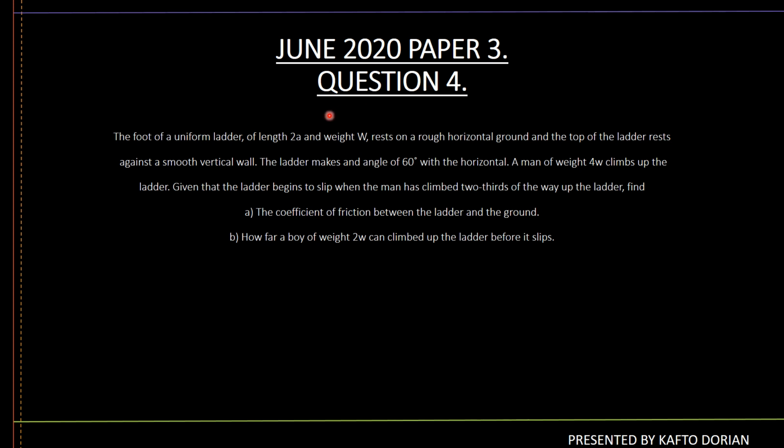So the question says that the foot of a uniform ladder of length 2a and weight w rests on a rough horizontal ground, and the top of the ladder rests against a smooth vertical wall. The ladder makes an angle of 60 degrees with the horizontal. A man of weight 4w climbs up the ladder. Given that the ladder begins to slip when the man has climbed 2/3 of the way up the ladder, find A, the coefficient of friction between the ladder and the ground. B, how far a boy of weight 2w can climb up the ladder before it begins to slip.